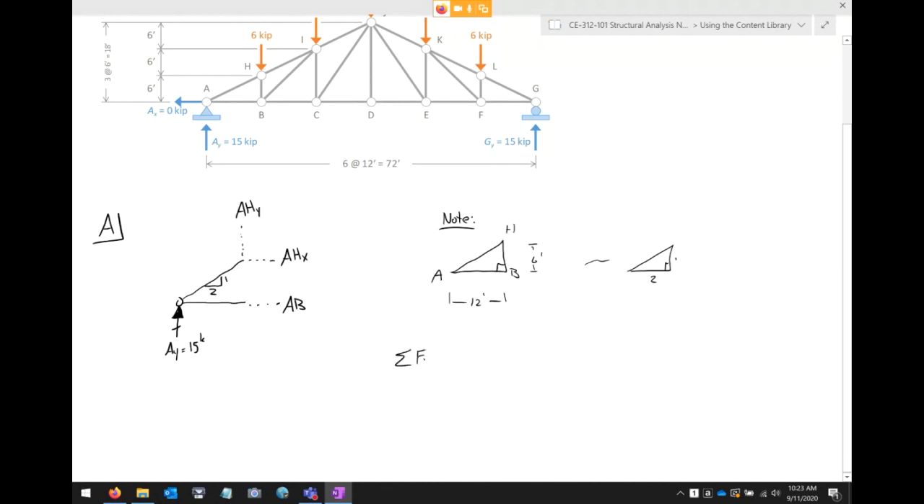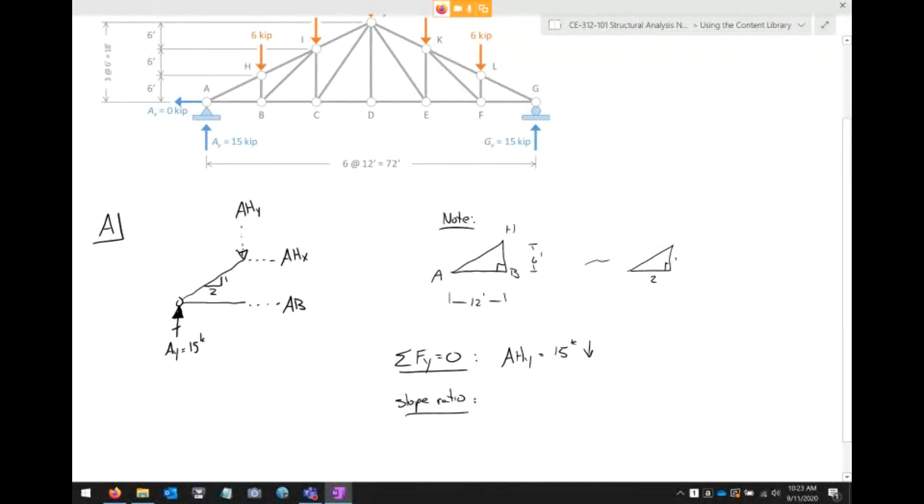All right, let's start checking this out. So we sum forces in the y direction. And we see, okay, I got 15 kips going up, so that means I got to have 15 kips going down. So AHY is 15 kips going down. Now I can use my slope ratio.